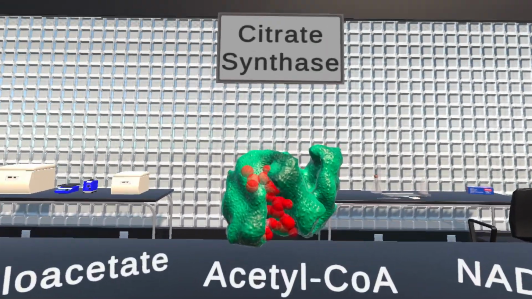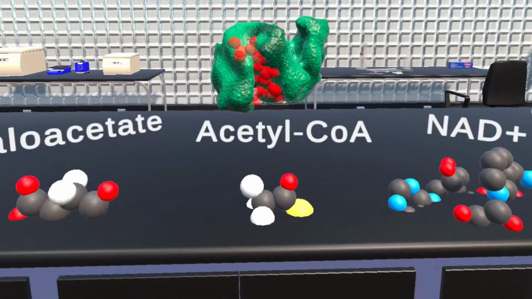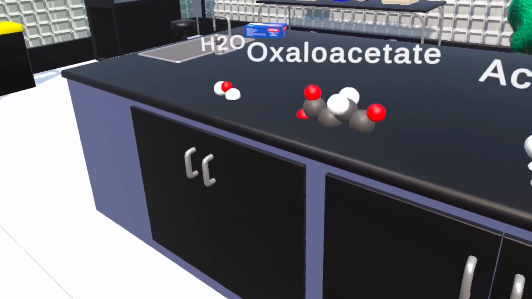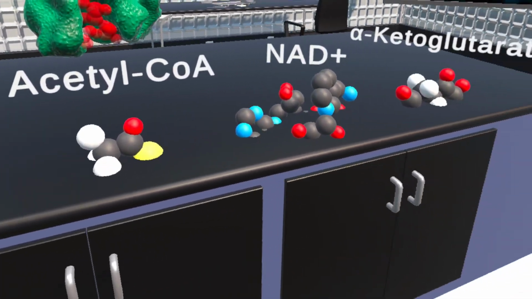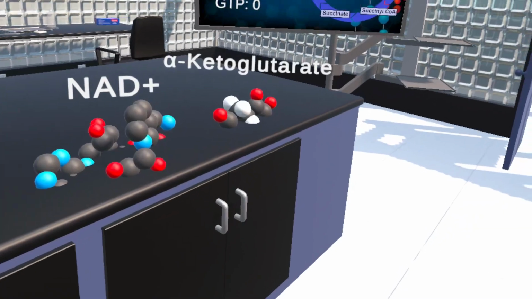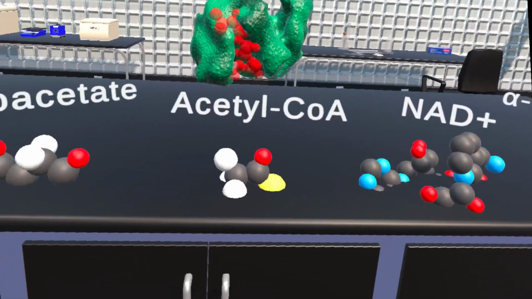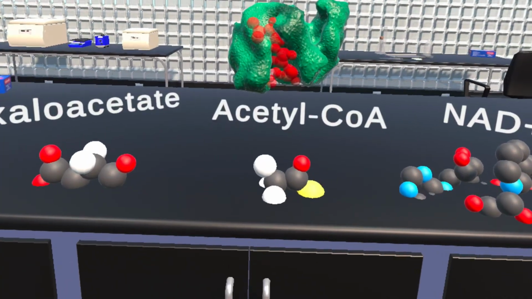For this first reaction, we're going to use a starter molecule known as oxaloacetate to carry two of the carbons from acetyl-CoA around the cycle. We are going to use this enzyme, citrate synthase, to combine them. Go ahead and grab a molecule of oxaloacetate and the acetyl-CoA. We will also need some water, so go ahead and add that too.